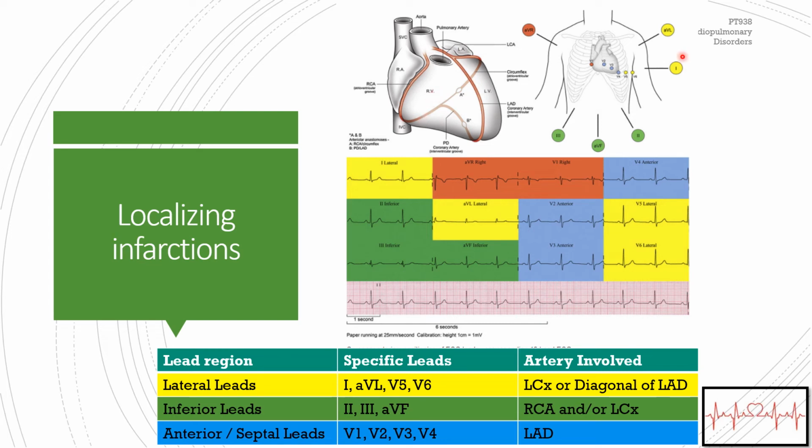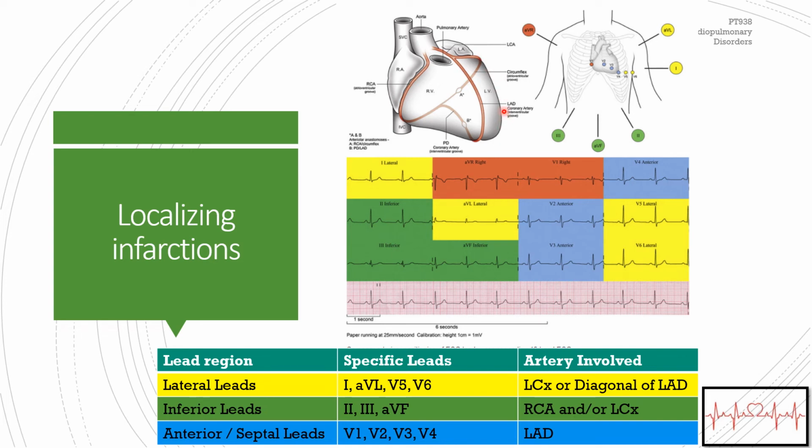All right, so then we know that certain leads are looking at certain parts of the heart more closely. So if we talk about the lateral leads, we're talking about lead 1 over here, AVL, and V5 and V6. So all of these correspond to looking at the left circumflex or one of the diagonal branches off of this left anterior descending, because we're looking at this part of the heart.